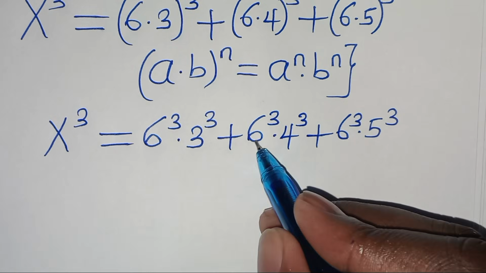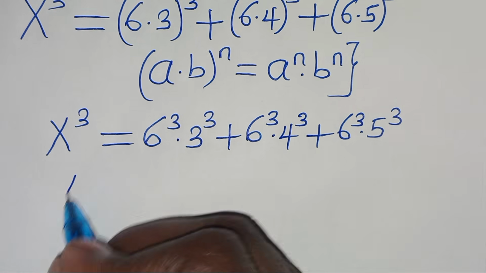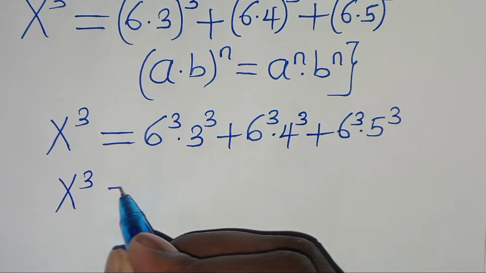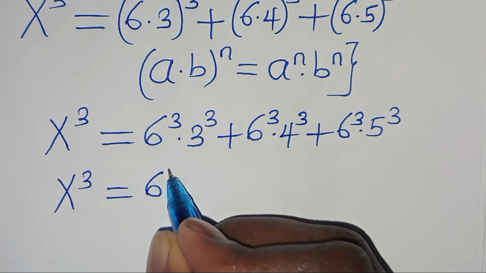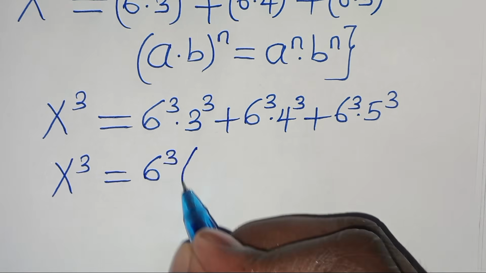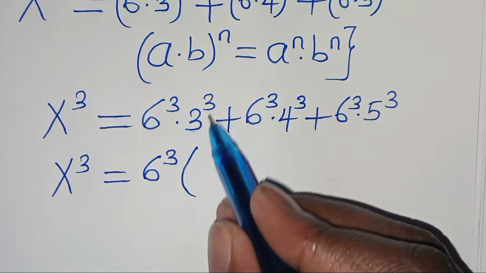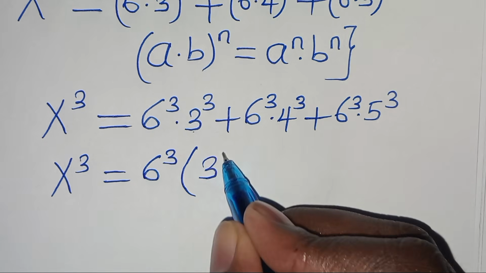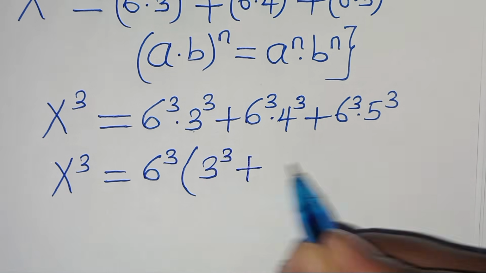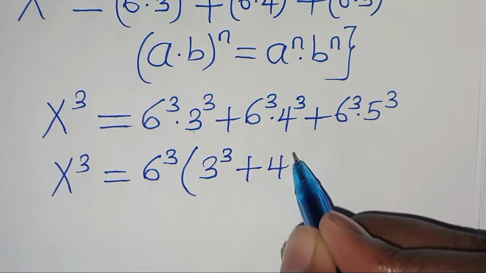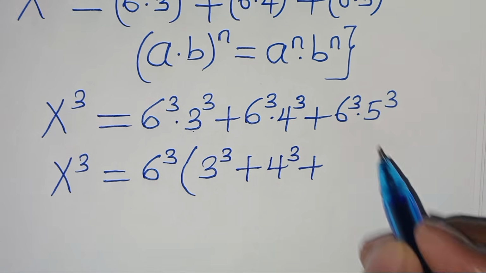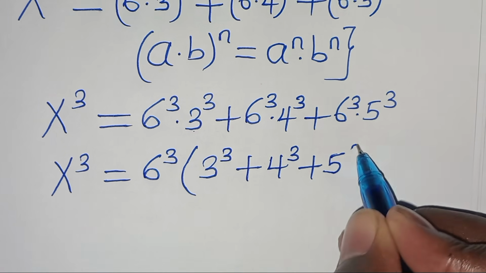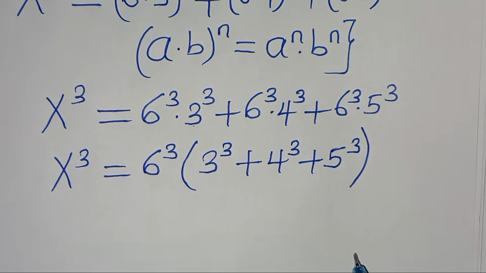6 to the power of 3 is common here, so we can factor out 6 to the power of 3. So we have 6 to the power of 3 here, and in the parentheses, 3 to the power of 3, plus 4 to the power of 3, then plus 5 to the power of 3. Close the parentheses.